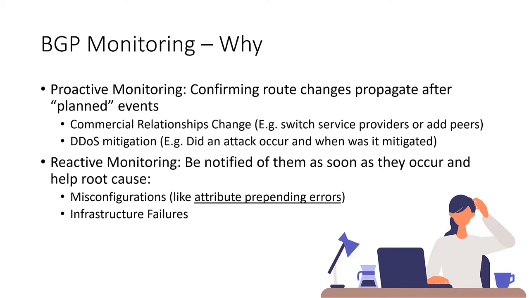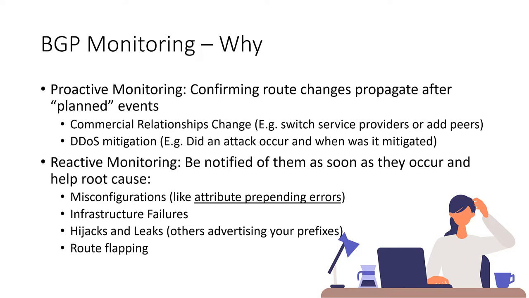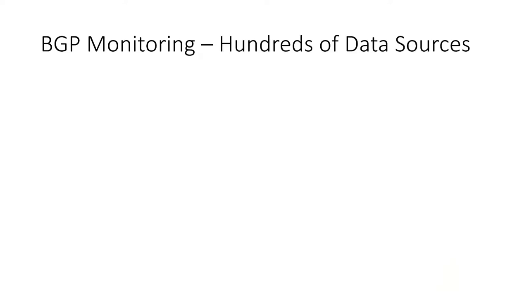If there is an infrastructure failure, like when a peering gets severed, of course, there are the infamous hijacks and leaks that commonly occur in BGP. And of course, route flapping, which can result in routes not getting propagated for a period of time. All of these cases are monitored because they can prevent your customers and employees from reaching your business.